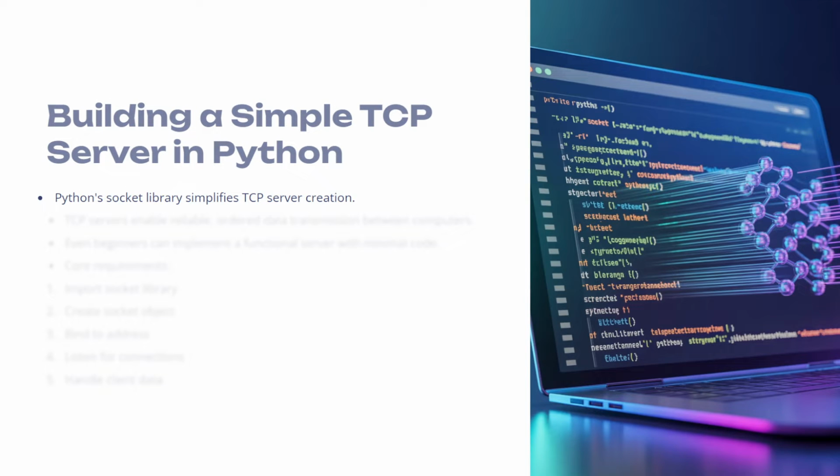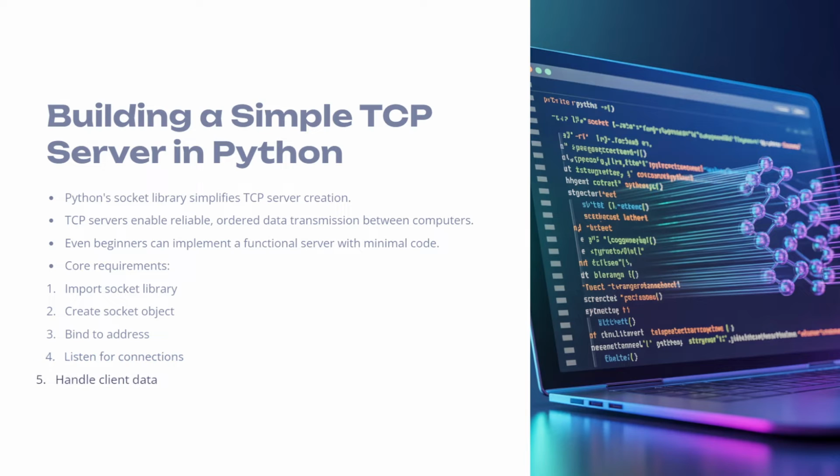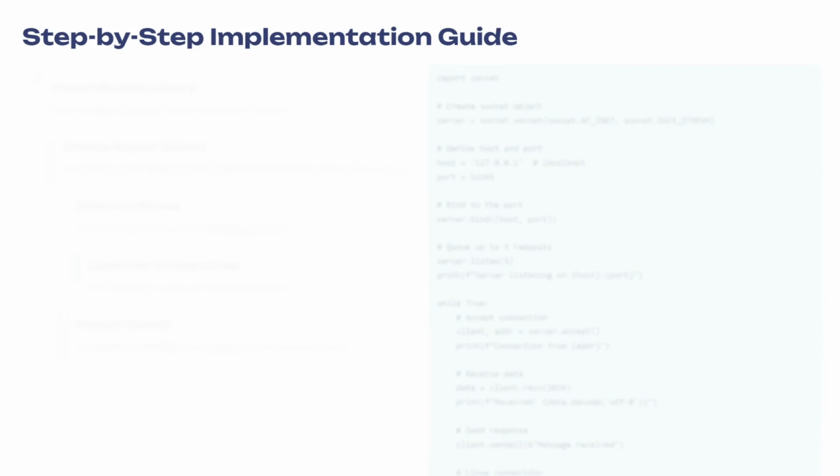The Python socket library simplifies TCP server creation. TCP servers enable reliable, ordered data transmission between computers, and even beginners can implement a functional server with minimal code. For the core requirements: one, you import the socket library, you create a socket object, and then you bind to an address. Listen for connections, and then handle client data. That's how simple it is.